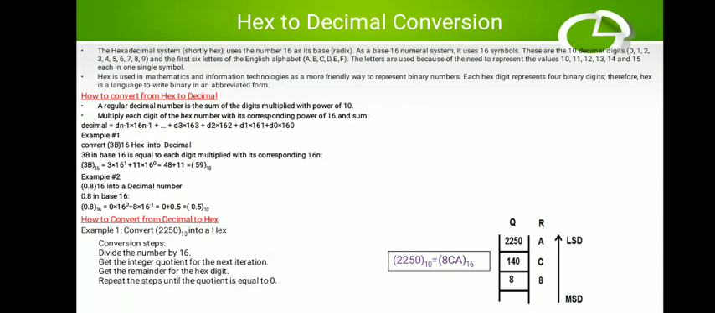So the first digit, the LSB, that is the least significant digit, will be multiplied first by the lowest power of the base, that is 16 raised to 0, then add by multiplying the second digit by 16 raised to 1 and so on, and add the multiplied values and get the equivalent decimal number.